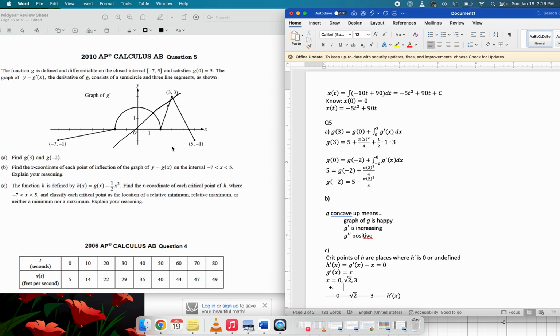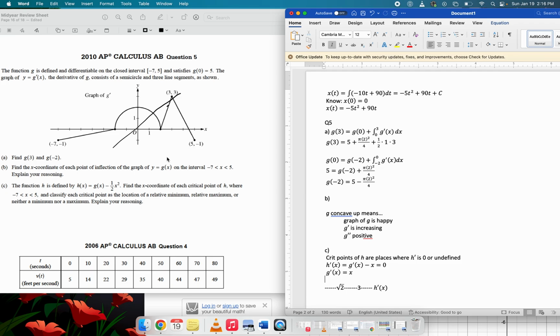0 and root 2, well, root 2 is right here. Wait a second. Why did I say that x equals 0 is a critical point? That doesn't make any sense at all. You guys should have stopped me. No, the diagonal line does not cross the graph at x equals 0. Stupid. Okay, so sorry about that. I don't know why I was thinking that. Yeah, there are just two critical points, right? There are just two critical points.